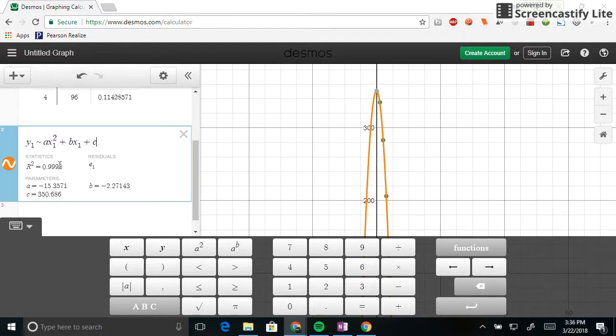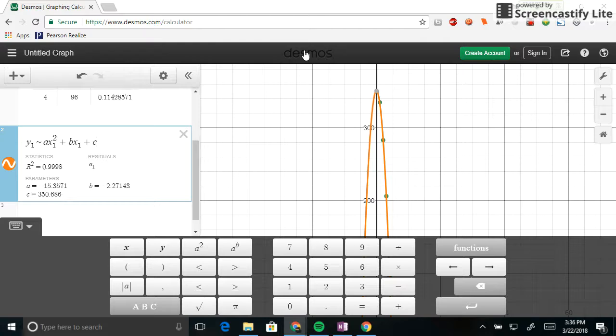And now what we have is the quadratic regression equation, where you can actually see the r squared value, which kind of tells you how good of a fit the model is, which 0.99 is a really good fit because if it's close to 1, that means it fits perfectly. You can see down here with the parameters, this is the a value, negative 15.3571. The b value is negative 2.27143, and the c value is 350.686. So those are the numbers that you would replace the a, b, and c with in this quadratic regression model.